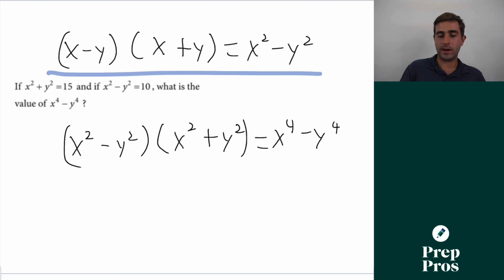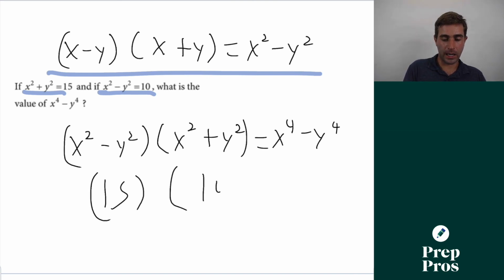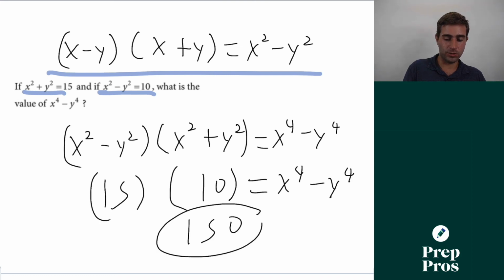So all we have to do here is plug these values in to find what x to the fourth minus y to the fourth equals. So we're simply doing 15 times 10 equals x to the fourth minus y to the fourth, and that means it is going to equal 150.